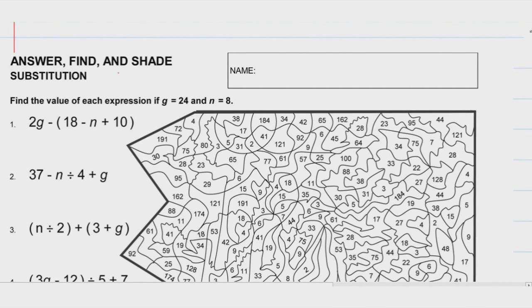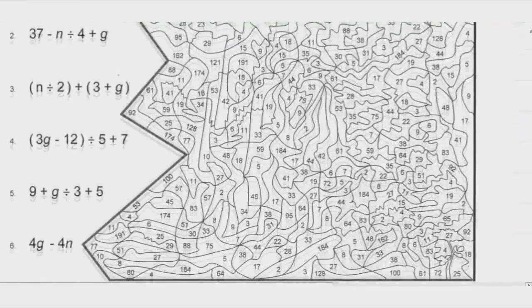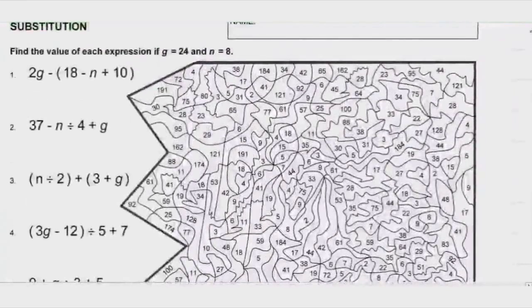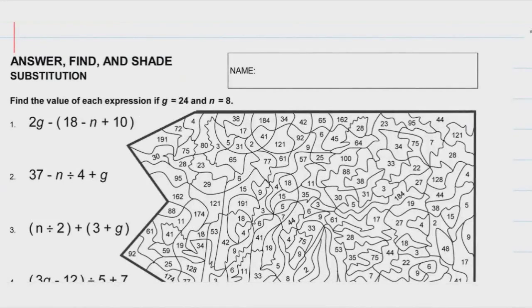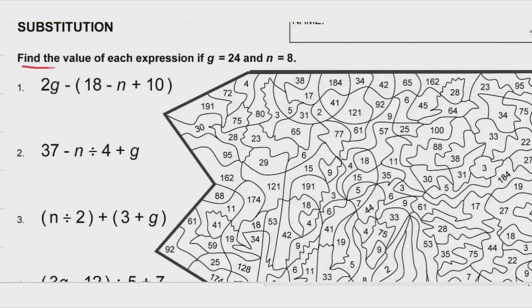This is a level 3 worksheet, so it's a little more difficult. But I think if you know your order of operations, it shouldn't be that hard. And this is an answer, find, and shade worksheet. Answer the problems, find the answers, and shade them in the picture. So let's look at problems 1 through 6. The directions say, find the value of each expression if g equals 24 and n equals 8.